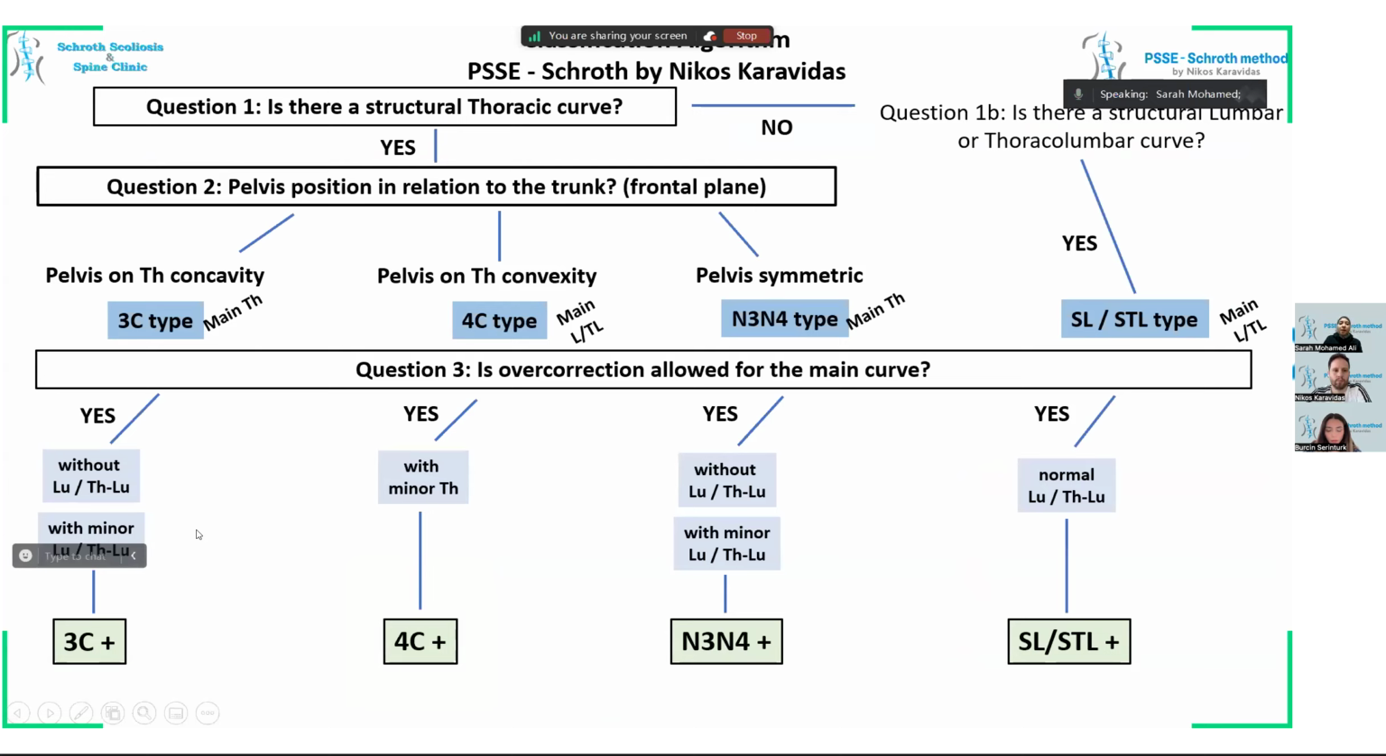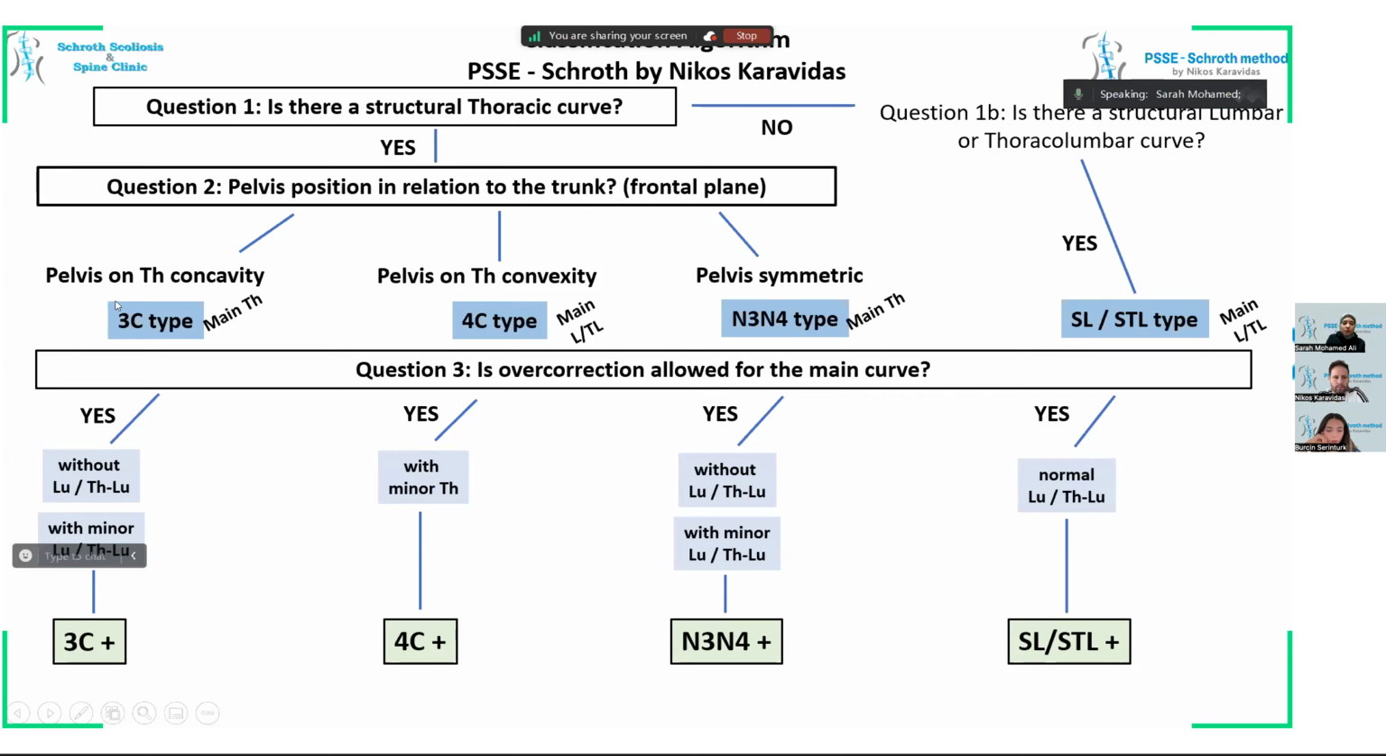If I'm going to give him a plus sign, it means that I can have a very minor lumbar curve, or I cannot have a lumbar curve at all, like this X-ray. I will show you in the next slides. So the first question: is there a structural thoracic curve? Yes.